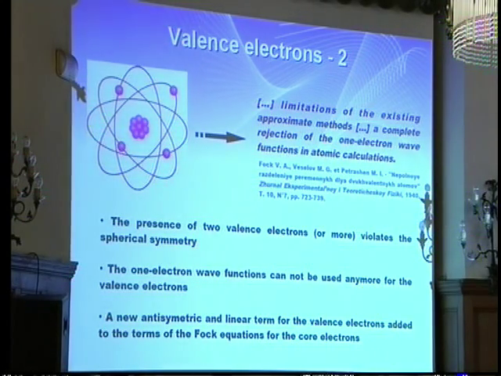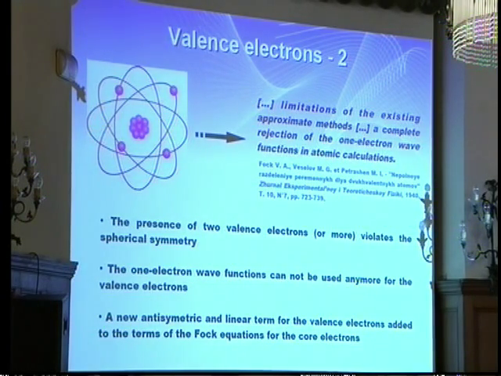In introduction, the phrasing of the article is even quite alarming. They are dealing with the limitation of the existing approximate method, or even a complete rejection of the 1 electron wave function in atomic calculations. So the problem was that the presence of 2 valence electrons or more violates the spherical symmetry. Then the 1 electron function cannot be used anymore for the valence electron.